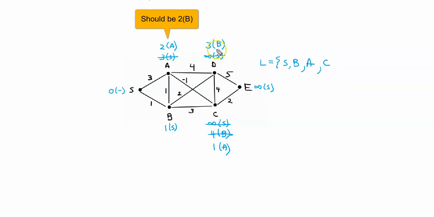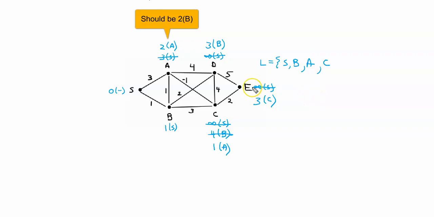Okay, so let's see. Let's look at this one right here. D is adjacent to C. That has a label of 3. Now if I go 4 plus 1, that's not smaller than 3, so I don't want to change this. I want to leave this as 3b. E is adjacent to C, and 1 plus 2, well, that is definitely smaller than infinity, so I want to update this with a 1 plus 2 is going to be 3c. All right, and so we've updated all the labels for the vertices that are adjacent to C, and we are finished.